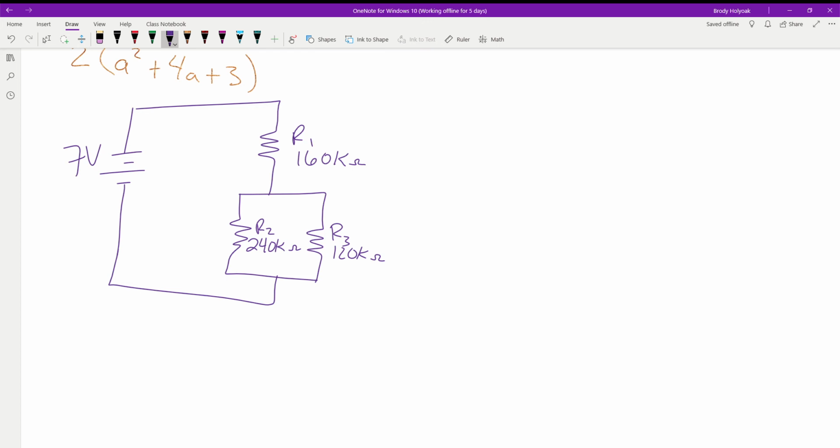What I want to know: what is the current total? What's the voltage drop across R1? Voltage drop across R2? The voltage drop across R3? The current of R1, current of R2, and current of R3.